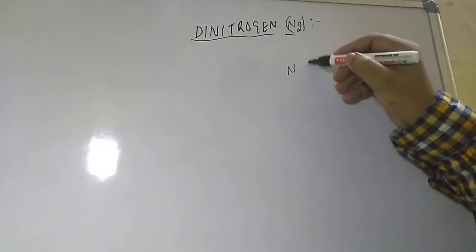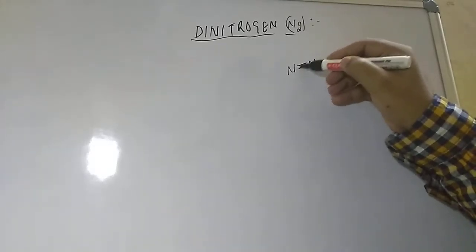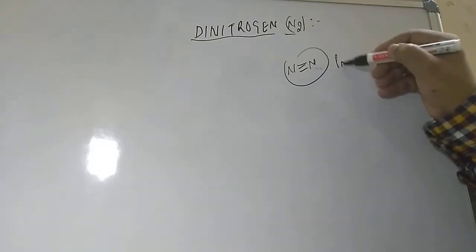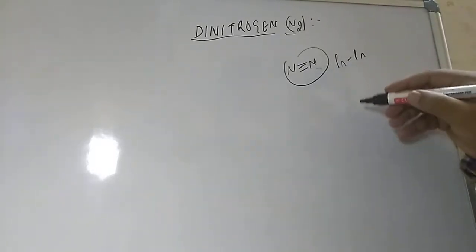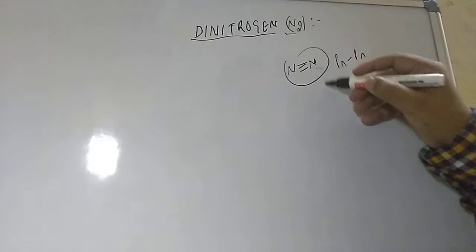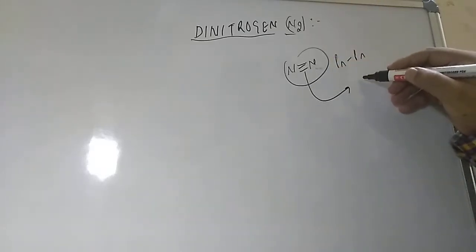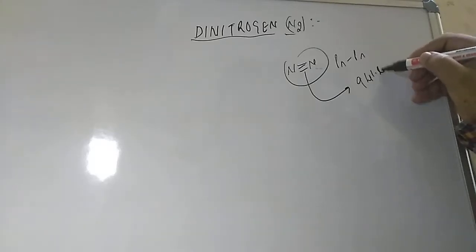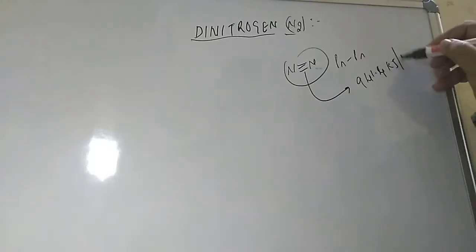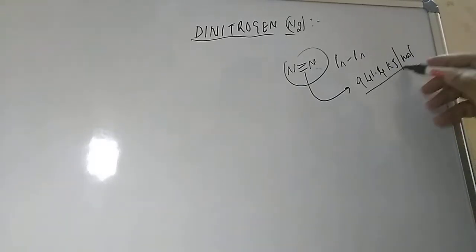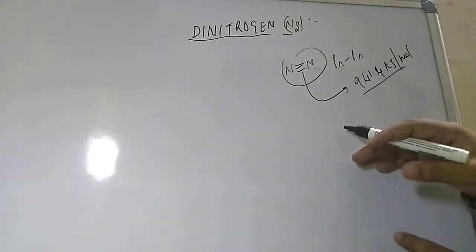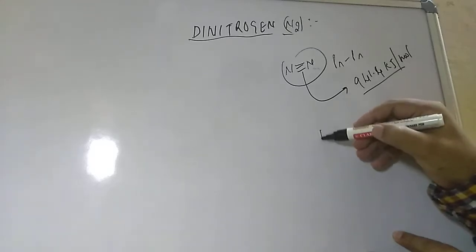And what does it do? Because of its small size, it forms a pi multiple bond, and its bond enthalpy, because of the triple bond it has, is 941.4 kilojoule per mole. That is the bond dissociation energy, and this energy is too high to break. Therefore dinitrogen is not reactive at room temperature.